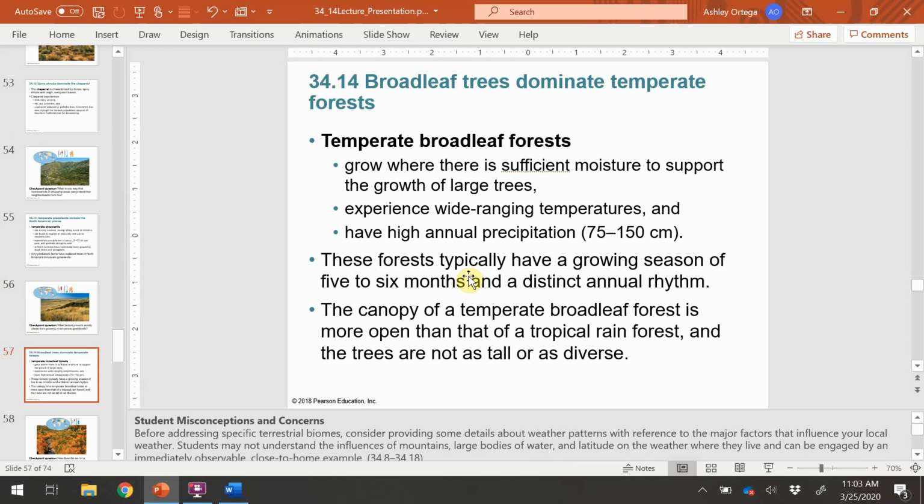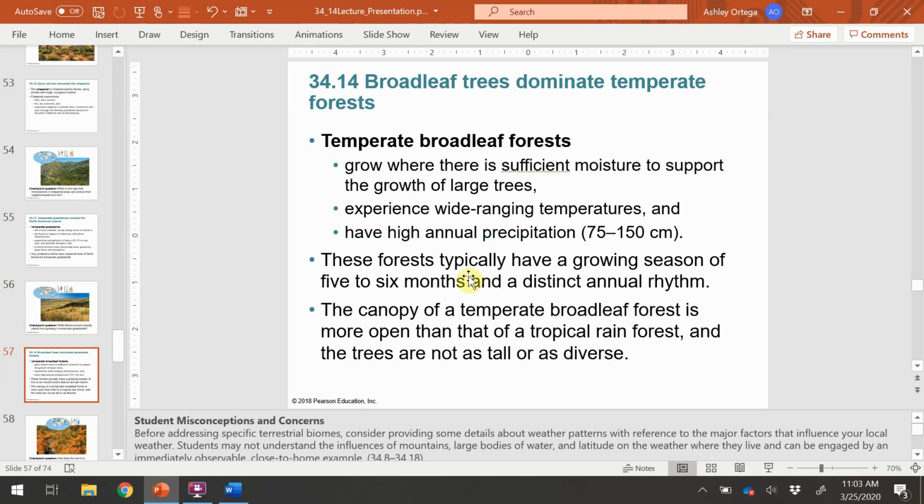All right, moving right along to your temperate broadleaf forest. They have a unique canopy that's going to be more open, so it's not as competitive as your tropical rainforest. And these trees are, but not as tall or diverse.